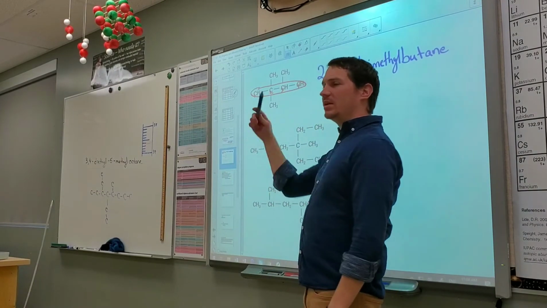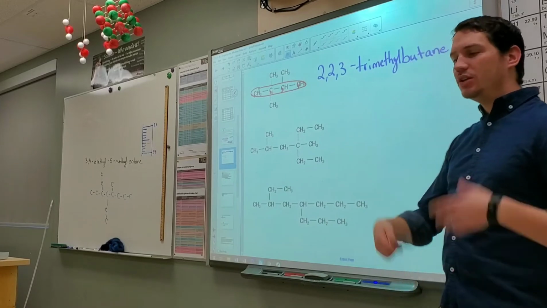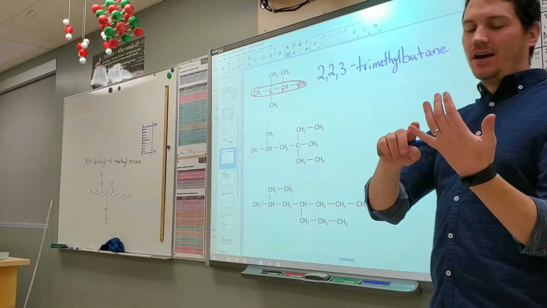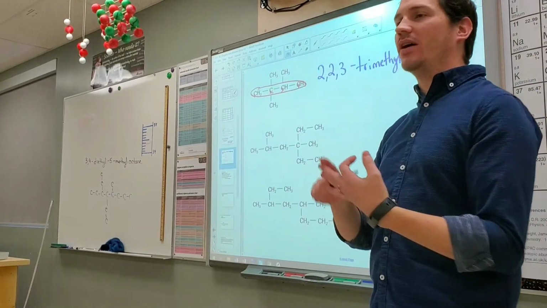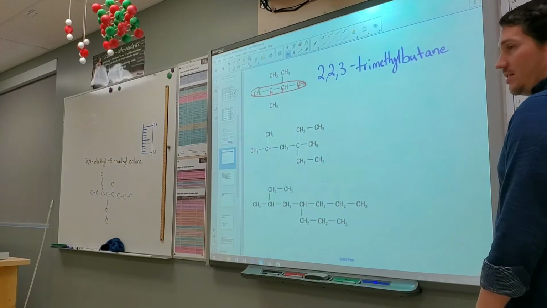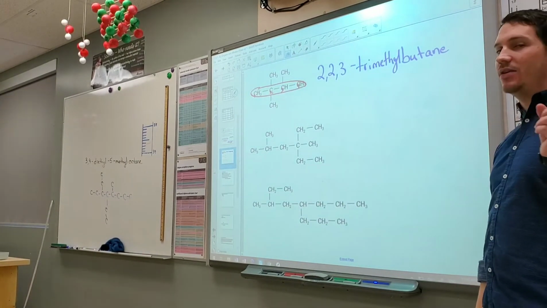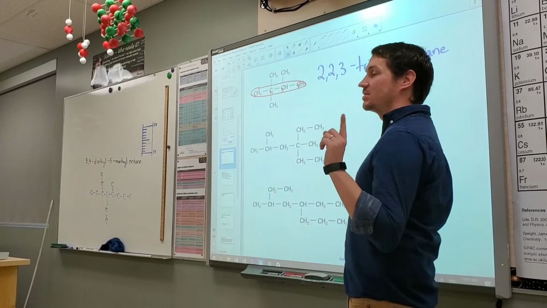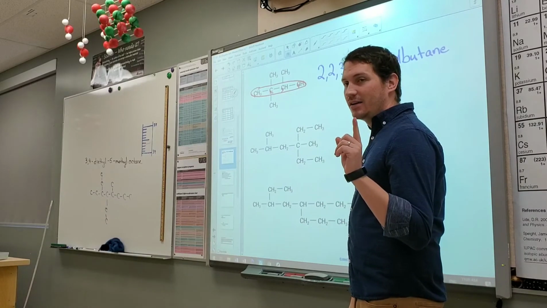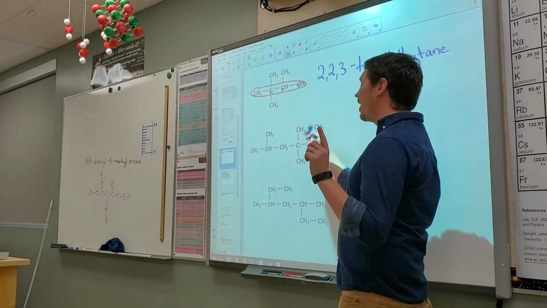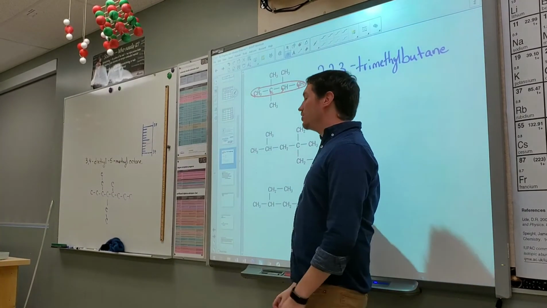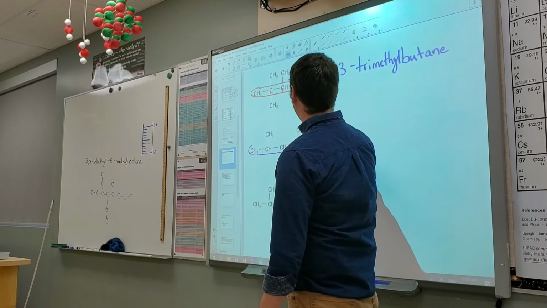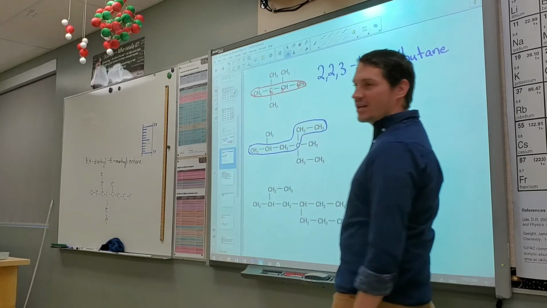What's step number 1 in naming this thing? Longest parent chain. You tell me, what is the longest parent chain here? Is it a pentane, a hexane, or a heptane? It's beyond the shadow of a doubt a hexane, right? There are 6 carbons in this parent chain. You could go up or you could go down, right? So what do you want to do? Up. All right, whatever. That's our parent chain.